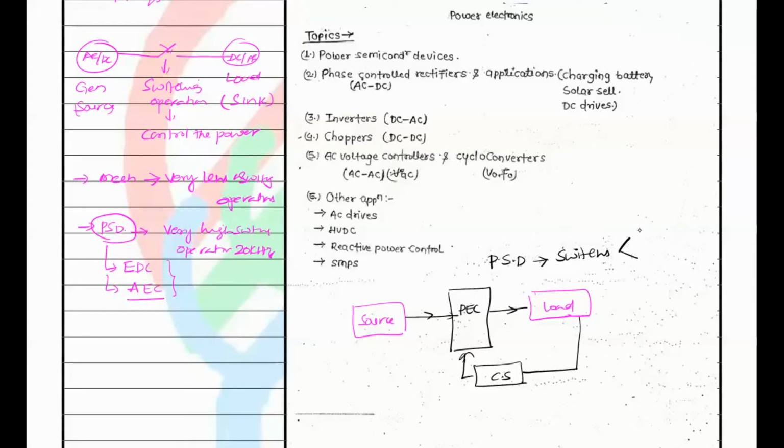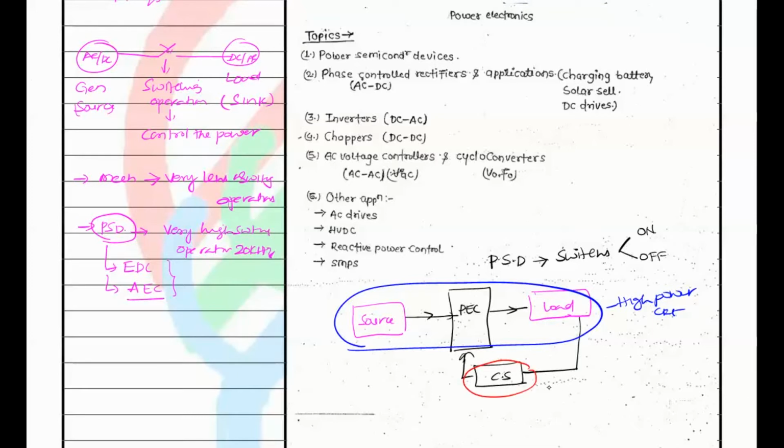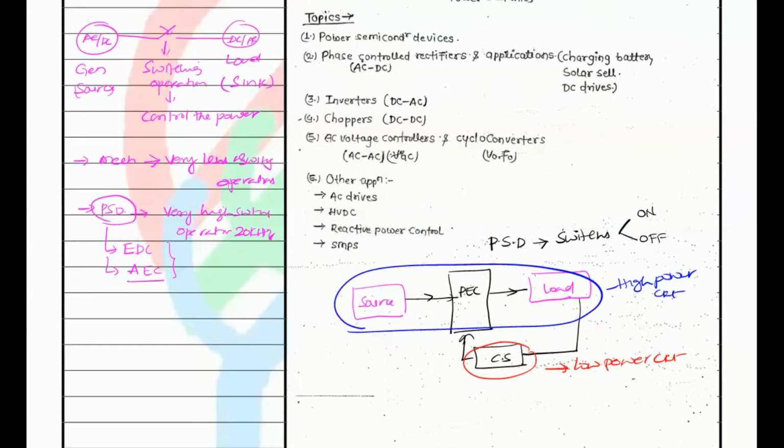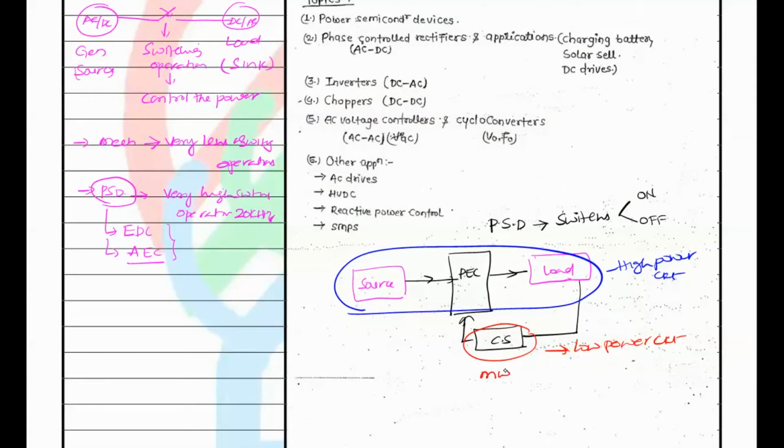As we know, a switch performs two operations: on operation and off operation, and we will discuss in detail the on state and the off state of switches. An important thing here is that the source, the power electronic circuit and the load are all high power circuits, and the control circuit is a low power circuit, in the order of milliwatts to watts. Using this, we are going to control some watts to megawatts of power. That means we use small watts of power to control megawatts of power by using these power electronic circuits. This is the advantage of power electronic circuits.